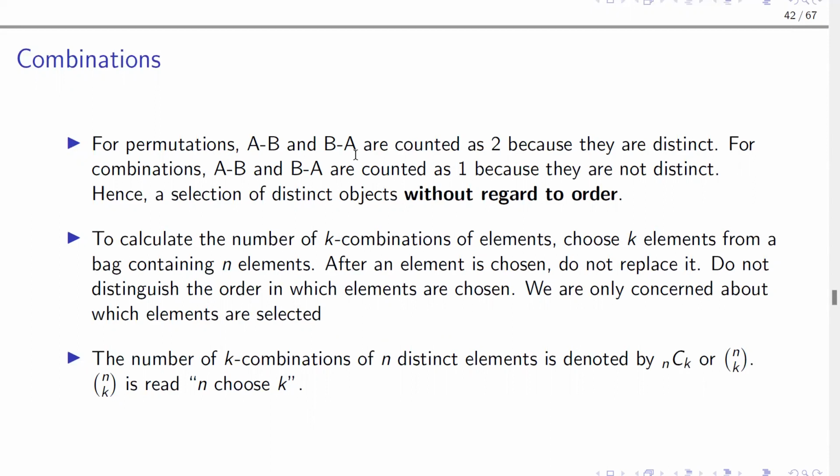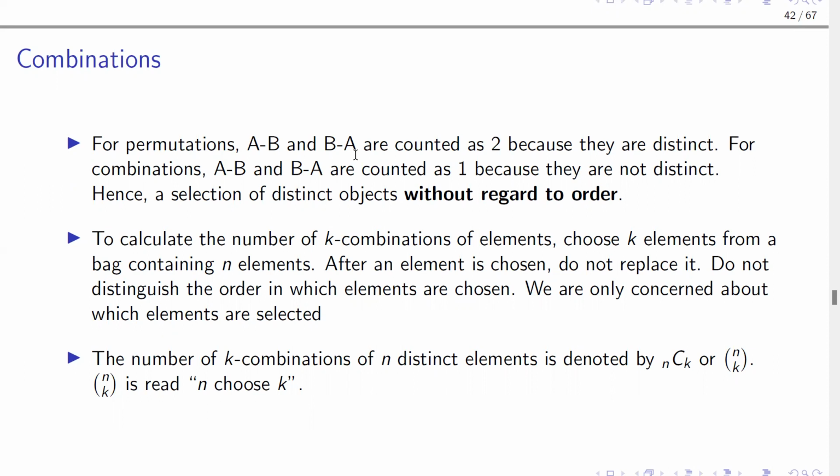Because once you select A and select B, it doesn't matter whether A was selected first or B was selected first. Under combinations, all that matters is that we selected A and then B. We don't take regard to the fact that A was first selected or B was first selected. So combinations looks at problems involving selections of distinct objects where there is no regard to order. So to calculate the number of k combinations of elements, you choose k elements from a bag of, say, n elements. It's an example. Now, after an element is chosen, you don't replace it.